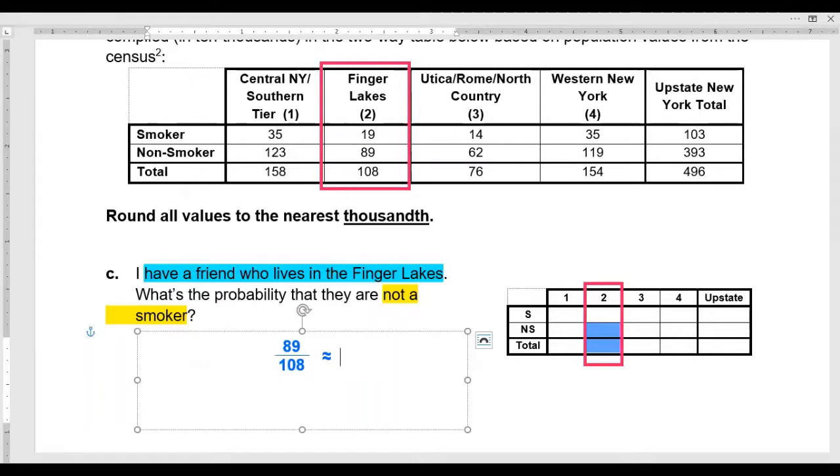And when I divide that out, we end up getting 0.824.